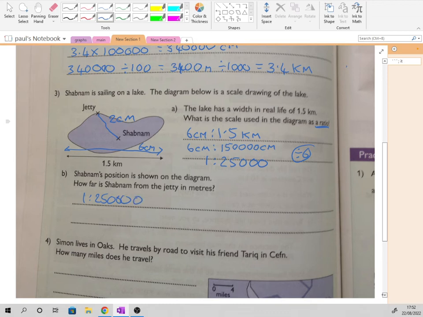So many zeros in this. So if I go 2 times 250,000 is 500,000 centimeters, and they want it in meters. So divide that by 100, which is just knocking off two noughts, is 5,000 meters.